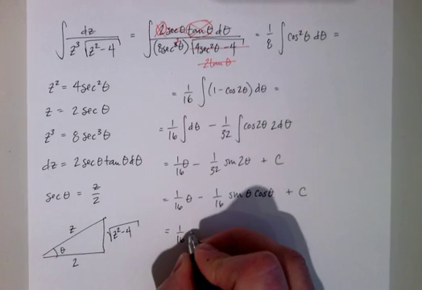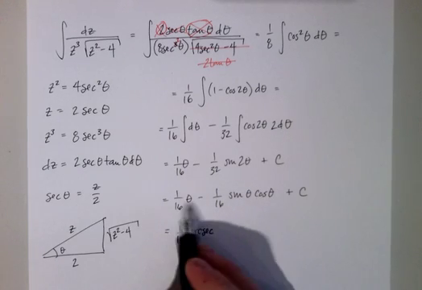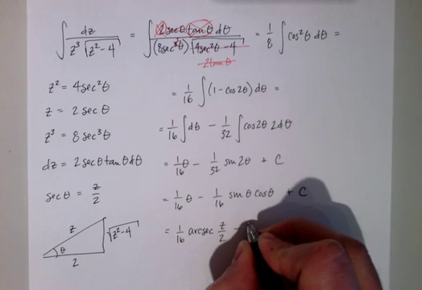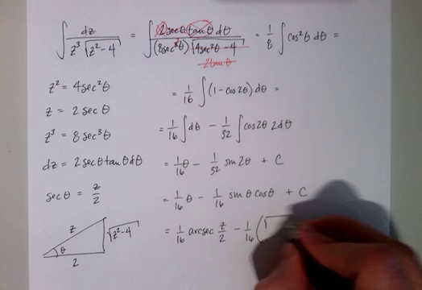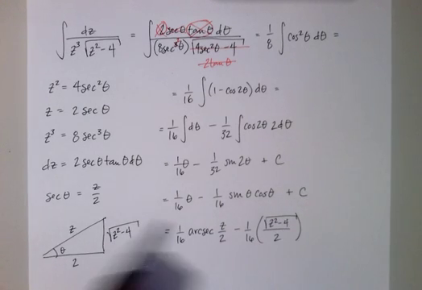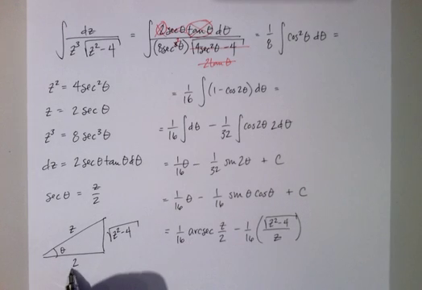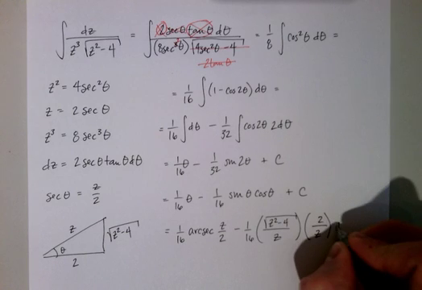1/16 theta. If there's no trig function, it's just theta by itself, it's arcsecant z over 2. This winds up being 1/16. Now, sine of theta is opposite over hypotenuse, so you wind up with the square root of z squared minus 4 over z. Cosine is adjacent over hypotenuse, plus c.